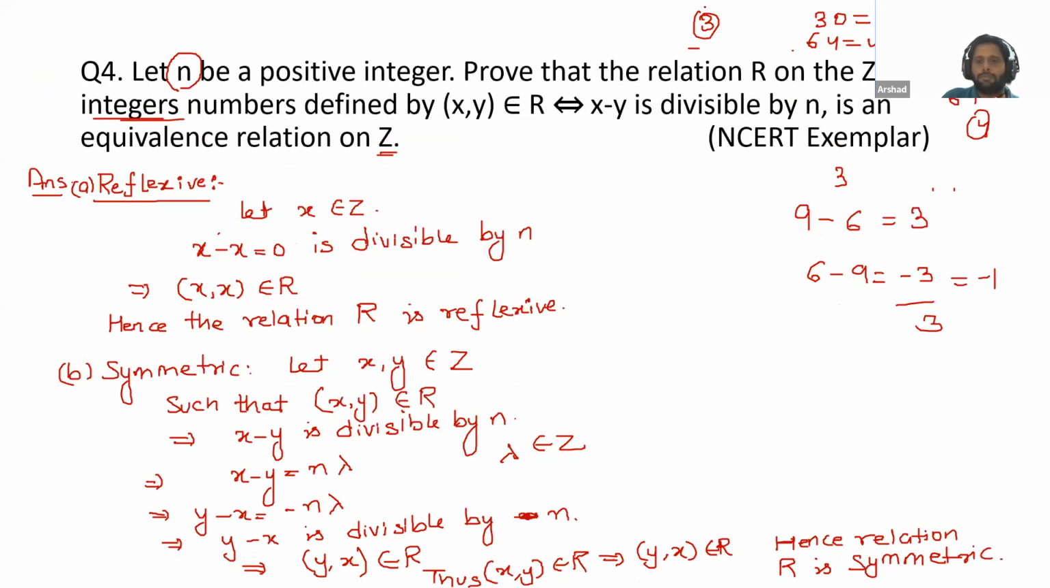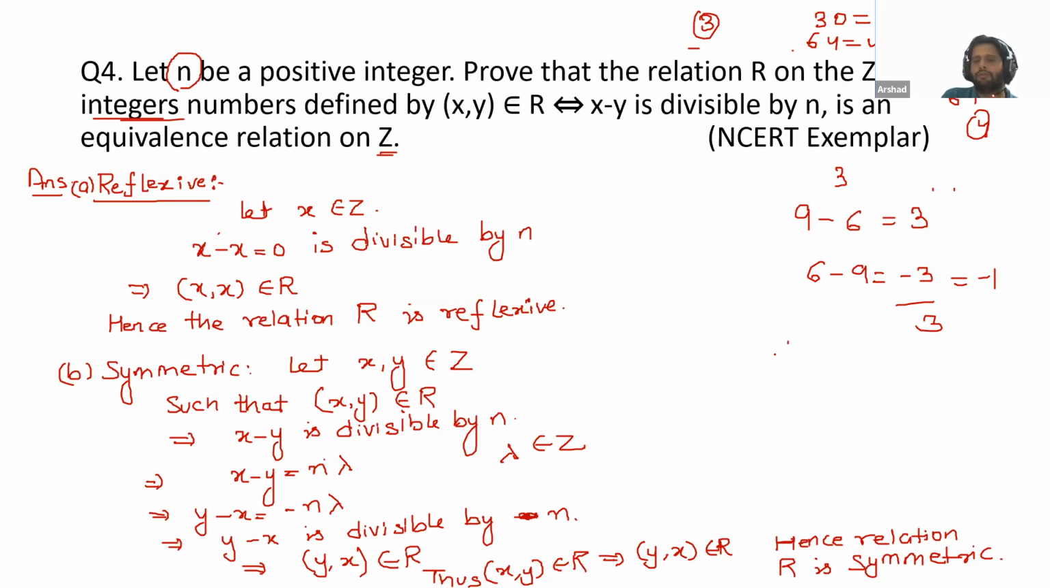So in the last part, what we have said is that x minus y is divisible by n. Yes, Fahad, you are correct. If 30 is divisible by 3 and we are getting 10, that 10 is a lambda. So x minus y is divisible by n, that's why we have written x minus y is equal to n lambda. Lambda can be any integer.